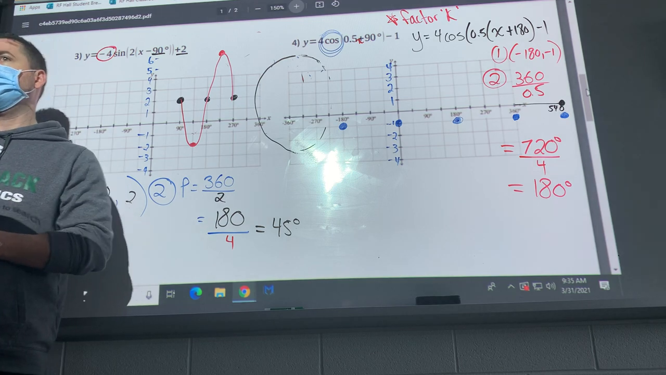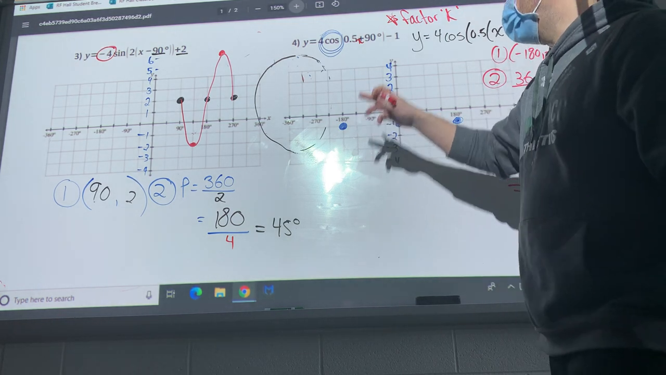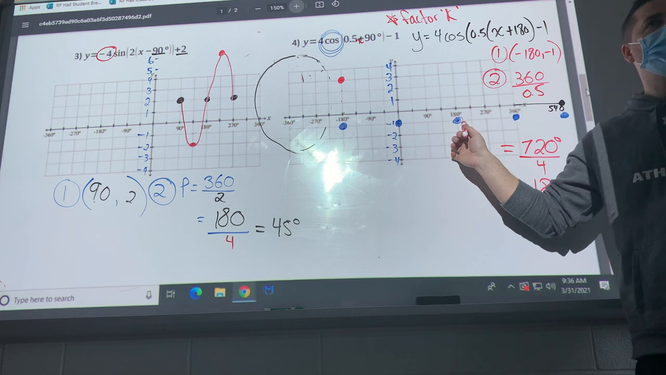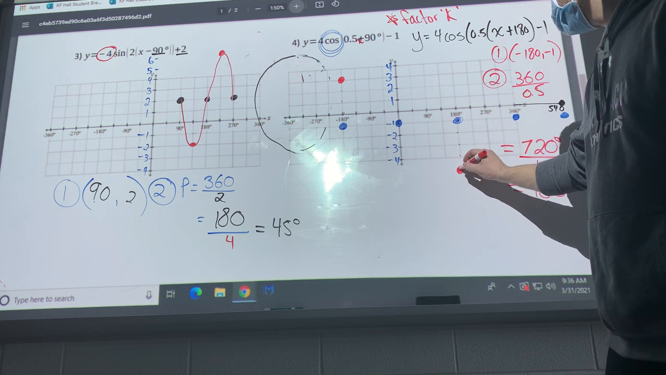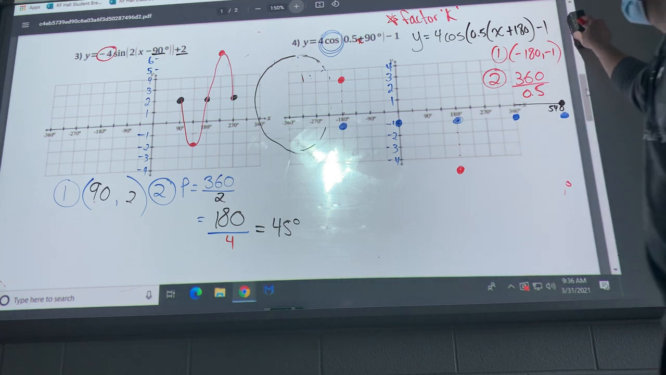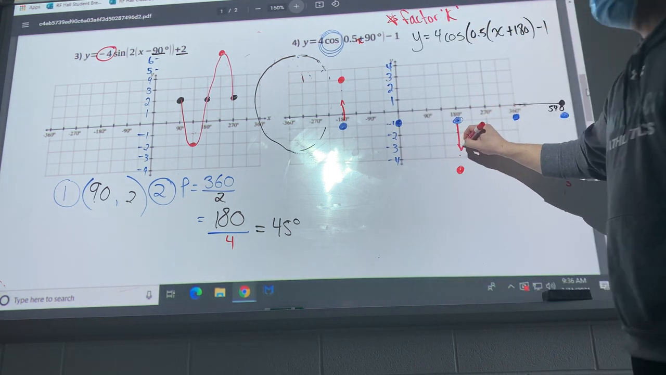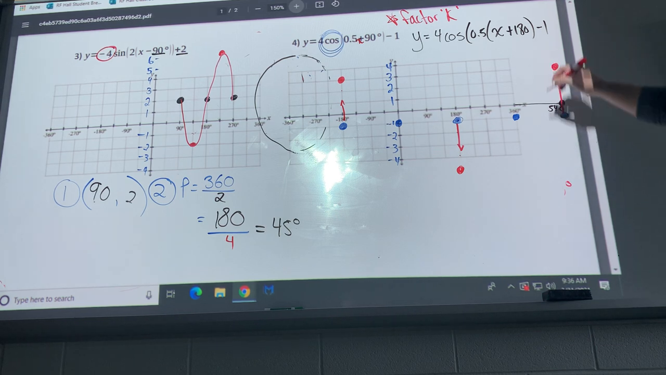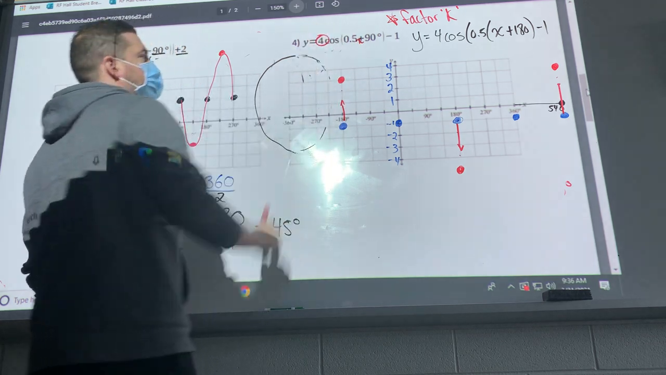How many spaces? 4 spaces. Since it's positive, we're going to go up 4: 1, 2, 3, 4. What's going to happen to the third point? Down, yes. Down 4: 1, 2, 3, 4. So we move our first up, third down, and our fifth one, what do you think? Yes, up: 1, 2, 3, 4. We move it 4 spaces because our amplitude is 4.